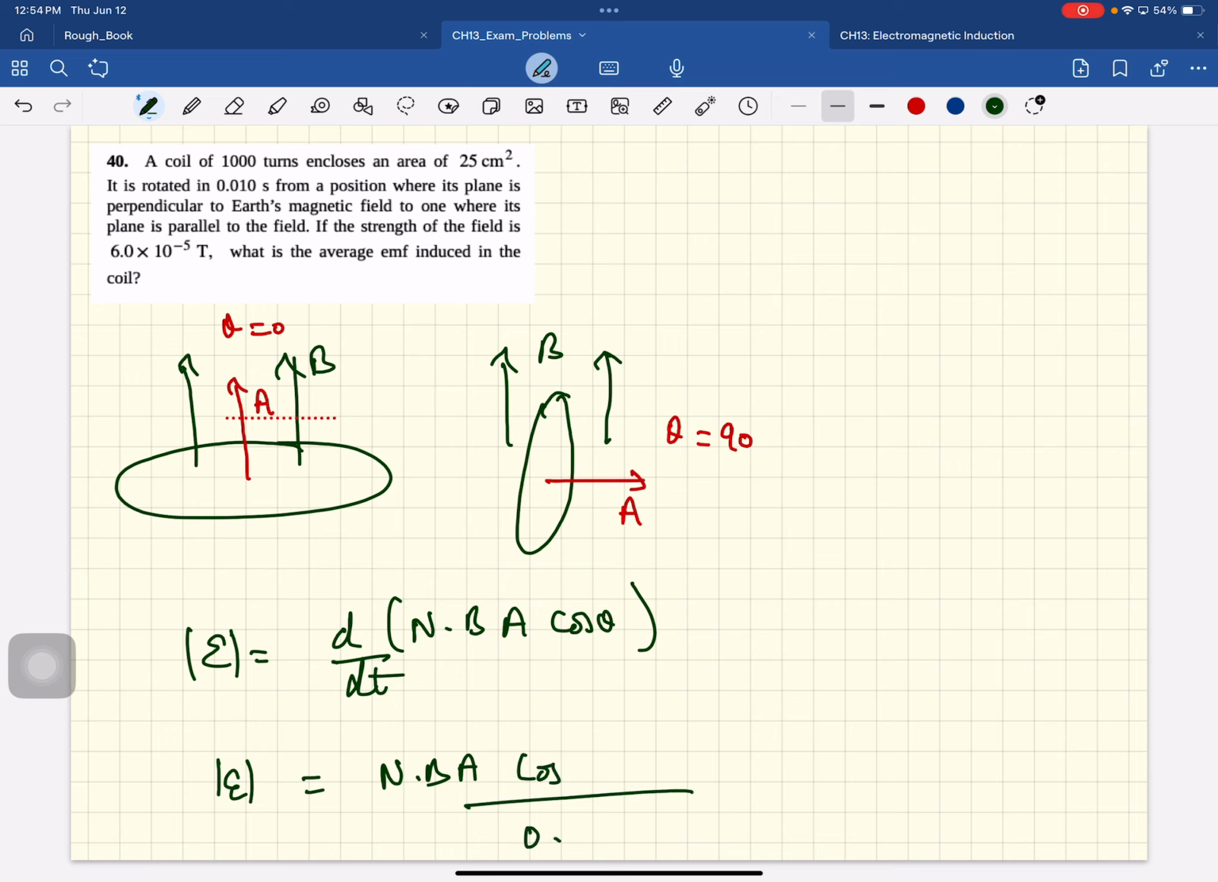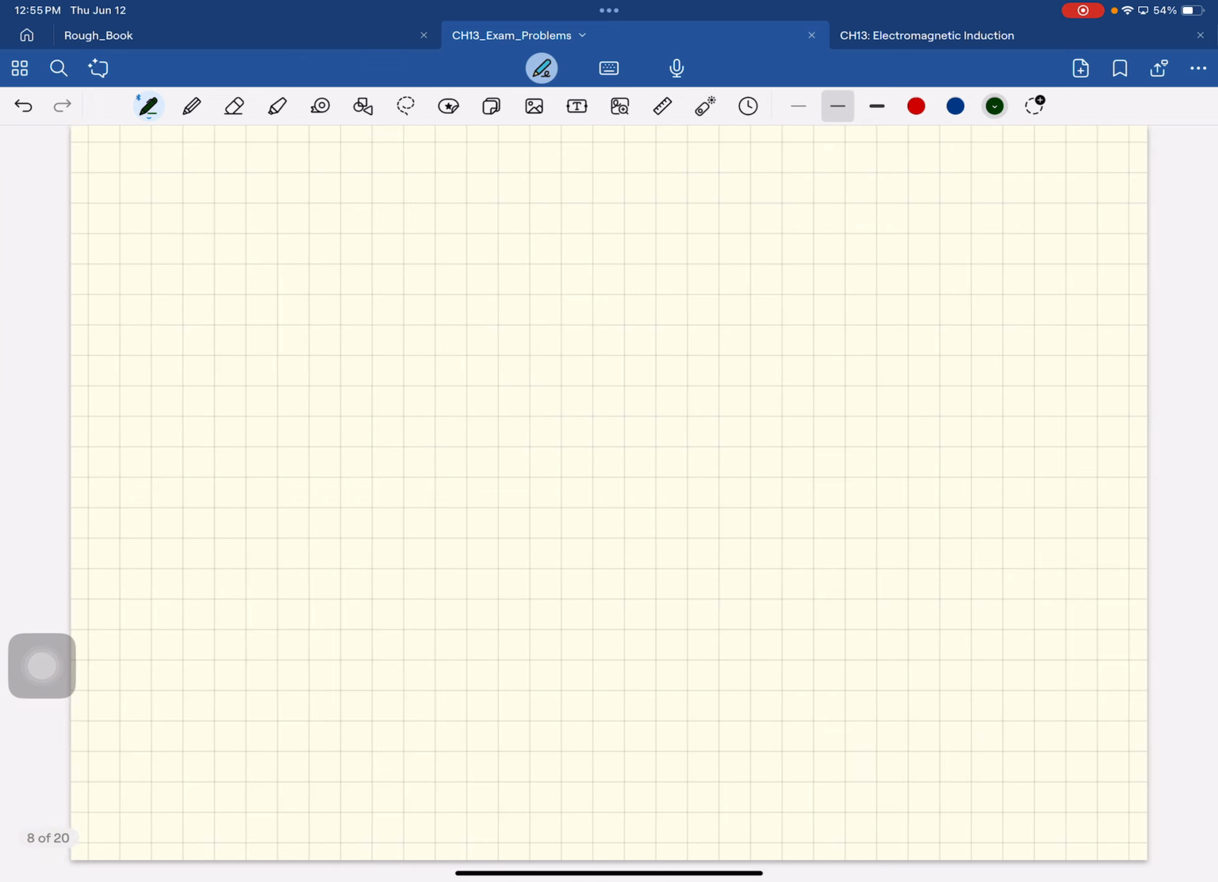And this change happened over 0.01 second. The initial angle, theta initial, was 0 degrees. Final angle was 90 degrees. So this is 1. So the induced EMF, I'm going to go to the next page. Cosine 0 degrees, 0.01 second.